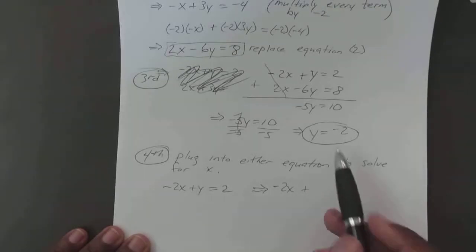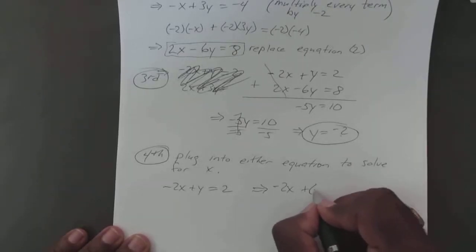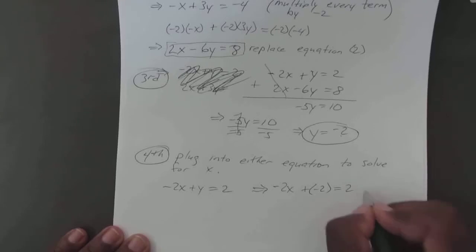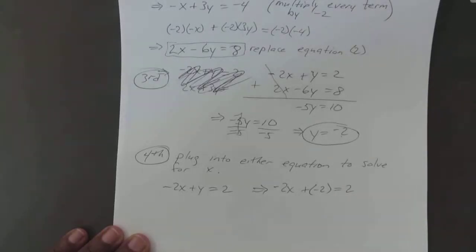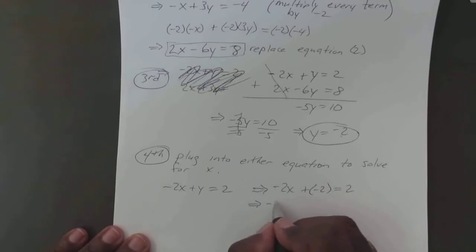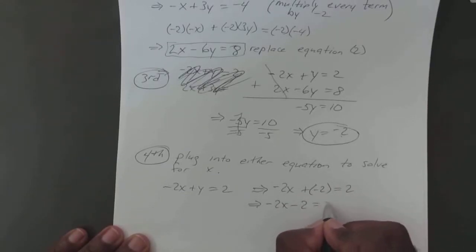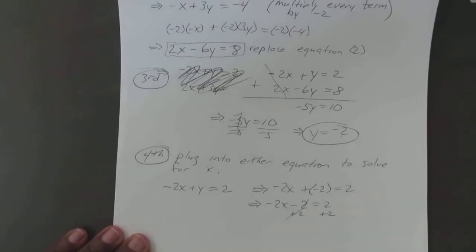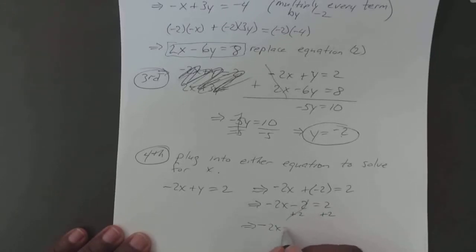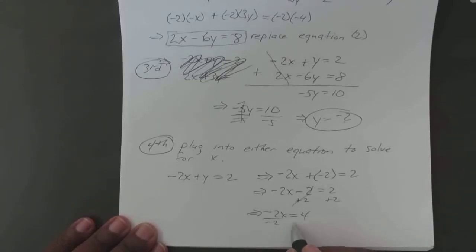negative 2x plus negative 2 equals 2. Okay, so if we wanted to rewrite that, we could say negative 2x minus 2 equals 2. So if we add 2 to both sides, that would give us negative 2x equals 4. Okay, so if we divide both sides by negative 2, that would give us, since that cancels out, x equals negative 2.